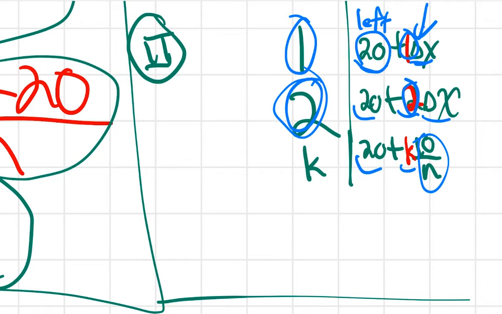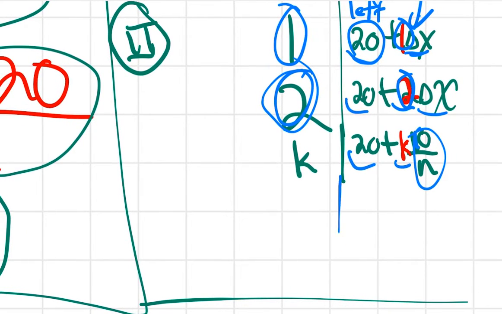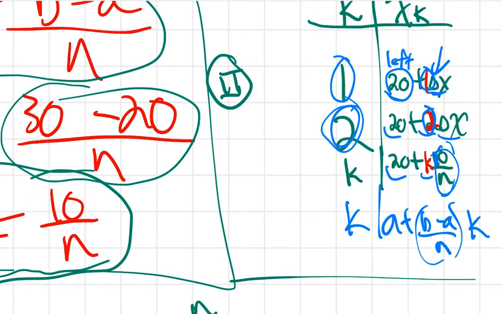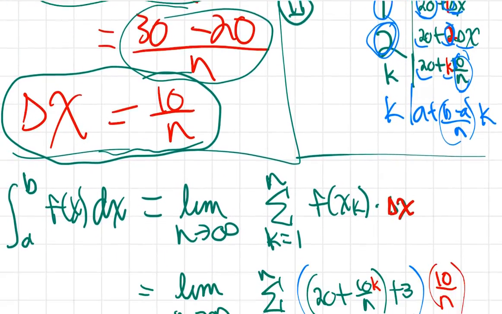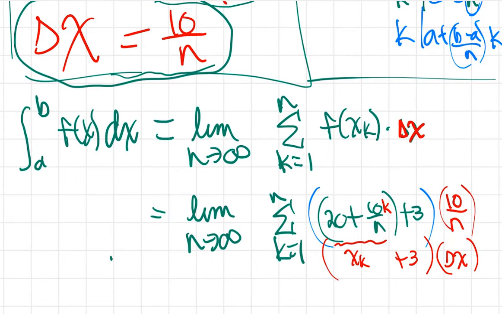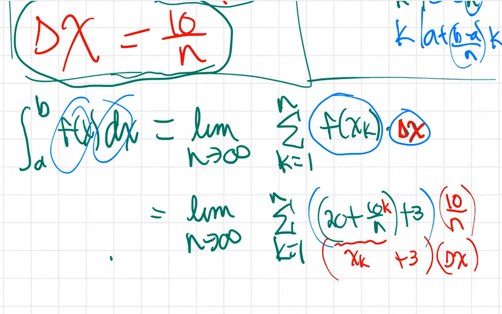What is that in general? A plus this 10 over n, which is b minus a over n, all multiplied by k. That's your x value in general. So then what we see here is this general formula: f at x dx is the same thing as f at xk times delta x, right? This is the height at the right side. This is the width of the rectangle. So that gives you the area of each rectangle, the first rectangle, the second rectangle, the third.